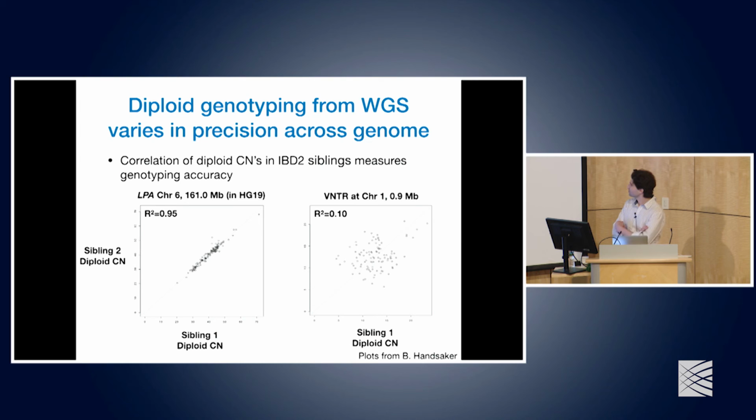Here's a VNTR on chromosome 1, where the diploid estimation just isn't nearly as precise. Sibling 1's correlation with sibling 2 has an R-squared of 10%. And as you might expect, we're probably not going to be able to do as well at VNTRs like that. Also, at VNTRs like this, the benchmark might be highly skewed, because the way we were generating this gold standard data was from these diploid copy numbers. So if the diploid copy numbers are unreliable, the gold standard might not be very reliable either.